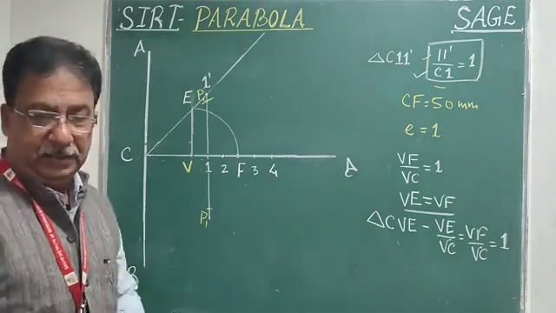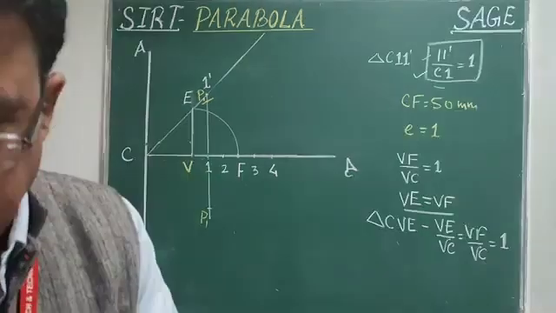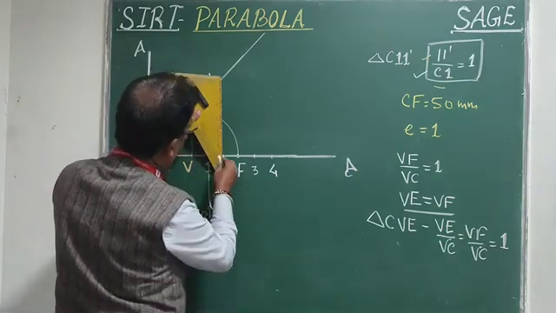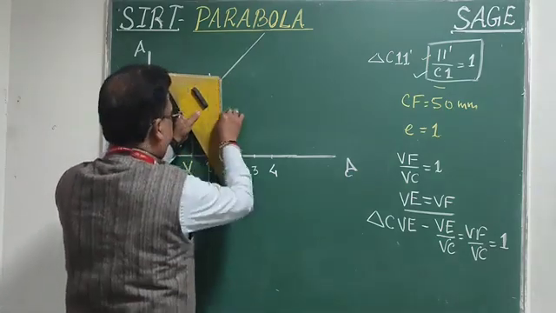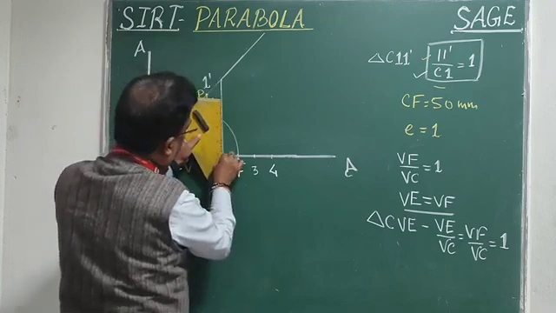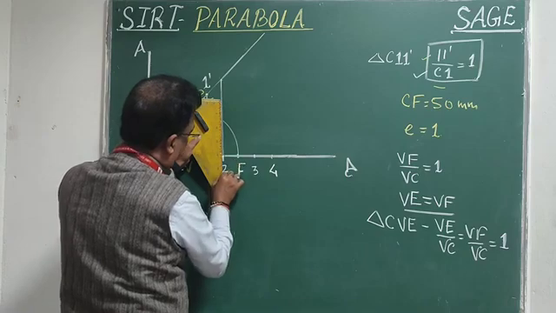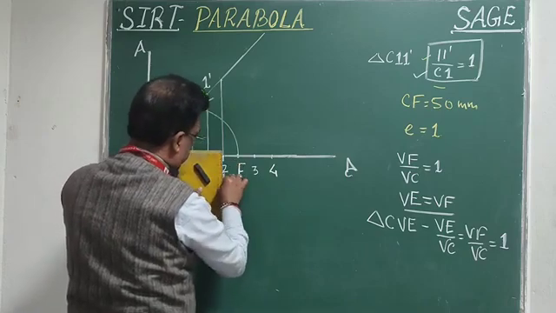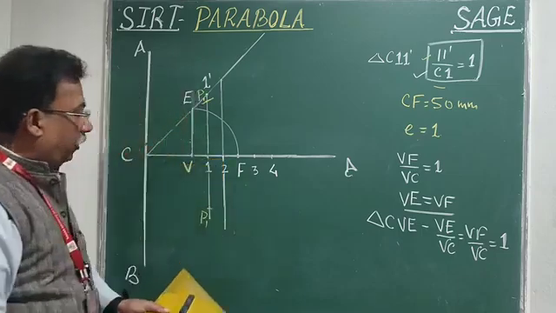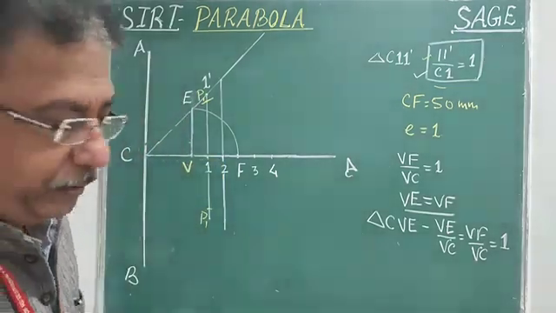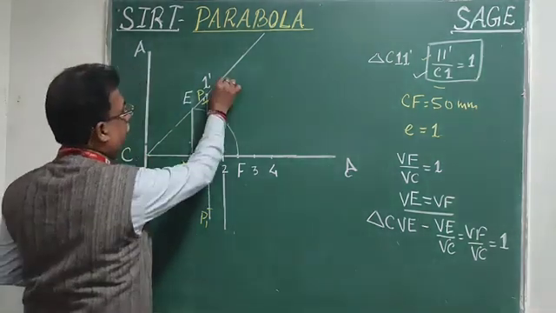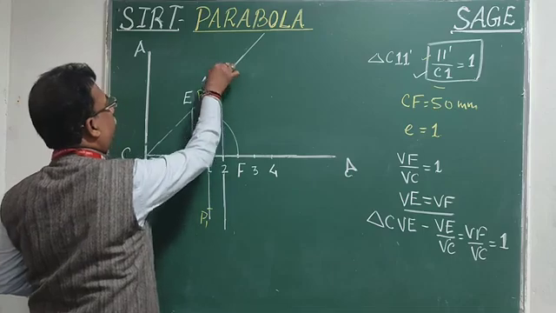Next time the same method I will apply, and on this point 2 I am going to draw a line perpendicular to the axis, and I will move it downside also. As you know that parabola will be symmetrical on both sides of the axis. Now again we got another triangle. This time the triangle will be C2 2 dash. This point will be 2 dash.